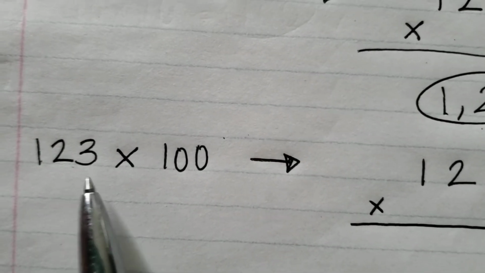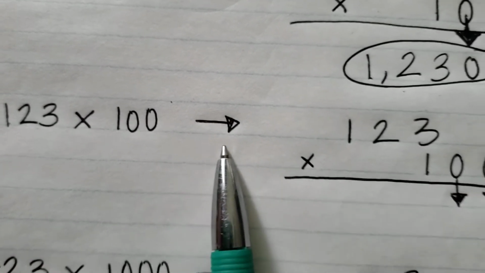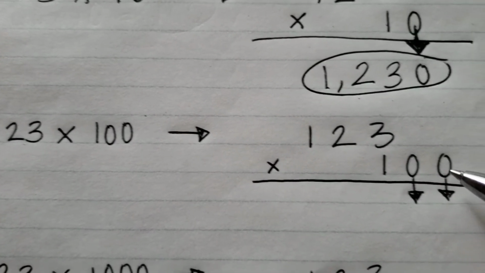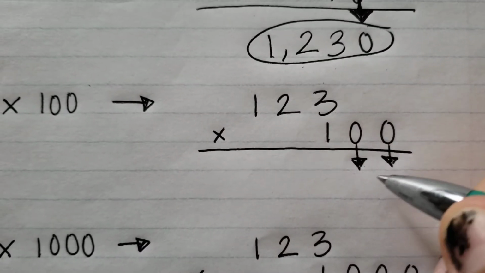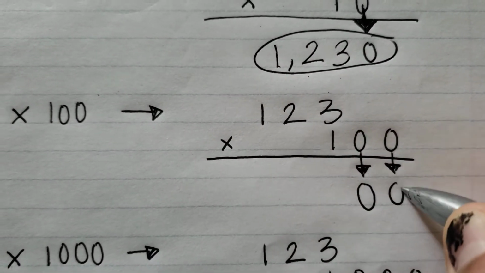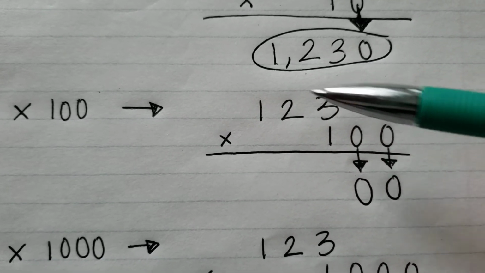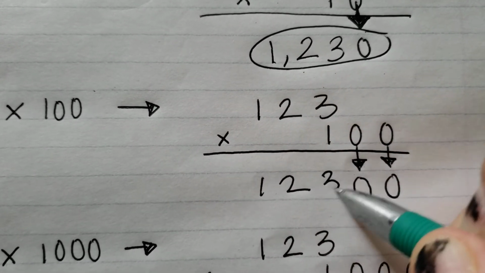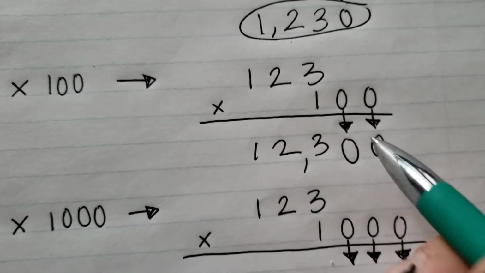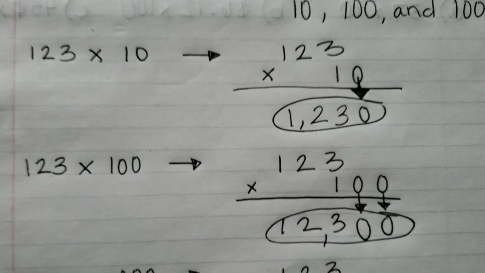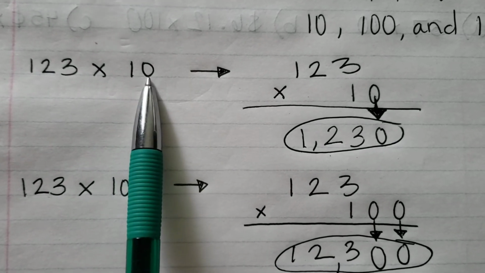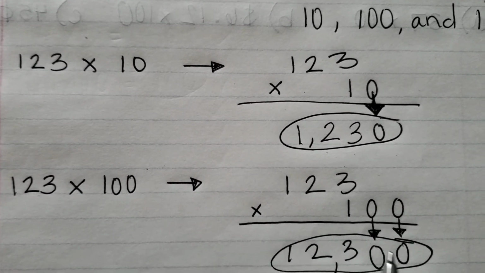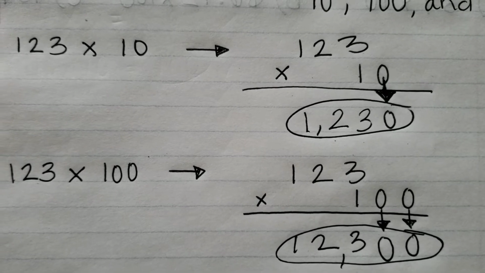So if I take 123 times 100 and rewrite it vertically, I'm going to hide those 2 zeros in the back. I'm going to drop those 2 zeros down. And it's the same process again. 123 times 1. And now my answer is 12,300. So if you see the pattern earlier, there was 1 0 and 1 0 here. In this problem, there were 2 zeros, so in the answer, there's going to be 2 zeros.